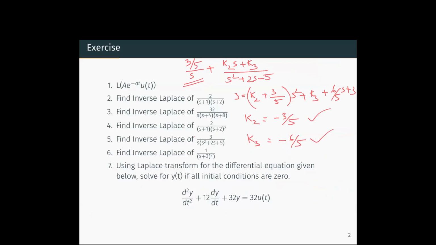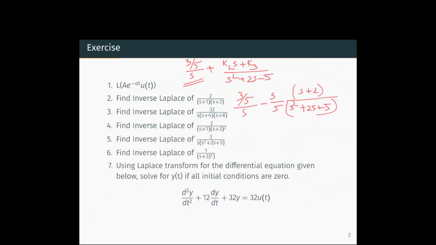So we will write the partial fraction expansion for 3 by s into s square plus 2s plus 5. So it will be 3 by 5 by s minus 3 by 5 into s plus 2 by s square plus 2s plus 5.